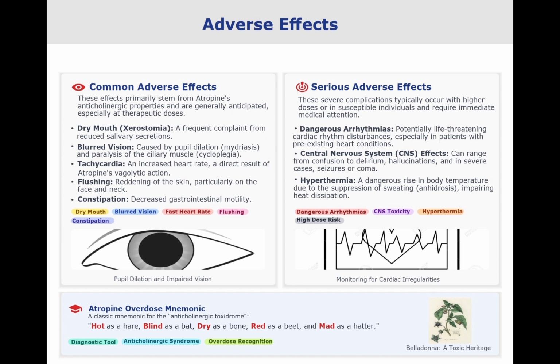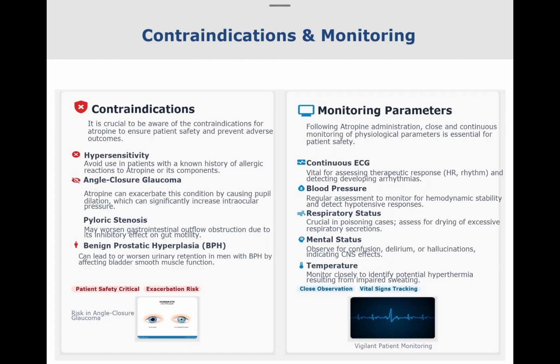The classic mnemonic for the toxidrome of atropine overdose encapsulates these effects vividly. Hot as a hare, blind as a bat, dry as a bone, red as a beet, and mad as a hatter, summarizing the fever, dilated pupils, anhidrosis, flushing, and altered mental status. Now let's talk about its contraindications and monitoring.